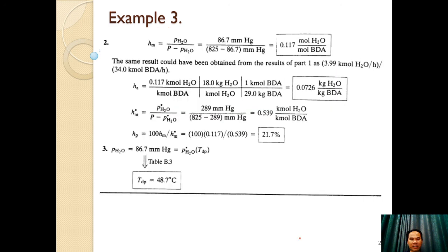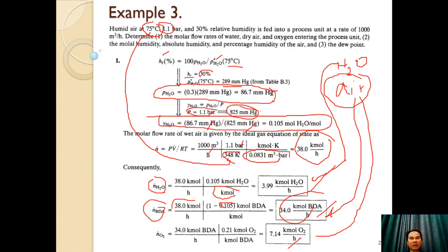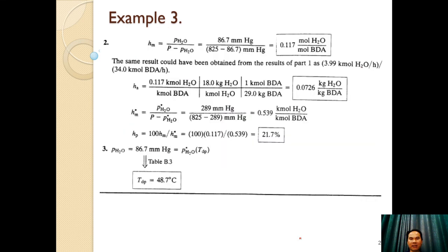And then the second question: molar humidity, absolute humidity, percentage humidity. The molar humidity is equal to the partial pressure of water divided by the total pressure minus the partial pressure of water. In this case, you know the partial pressure already. You know the total pressure. And then you calculate molar humidity. And then you calculate absolute humidity.